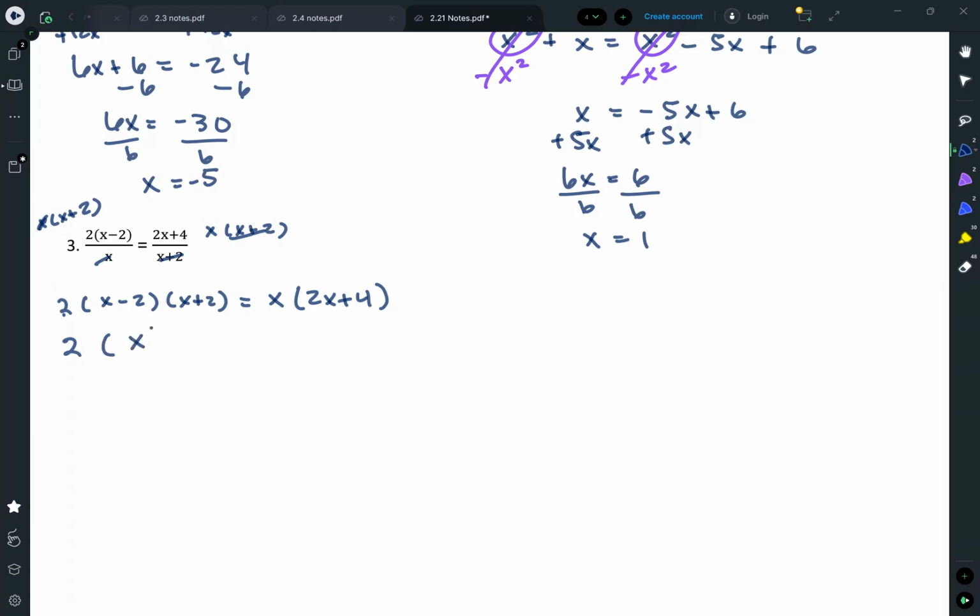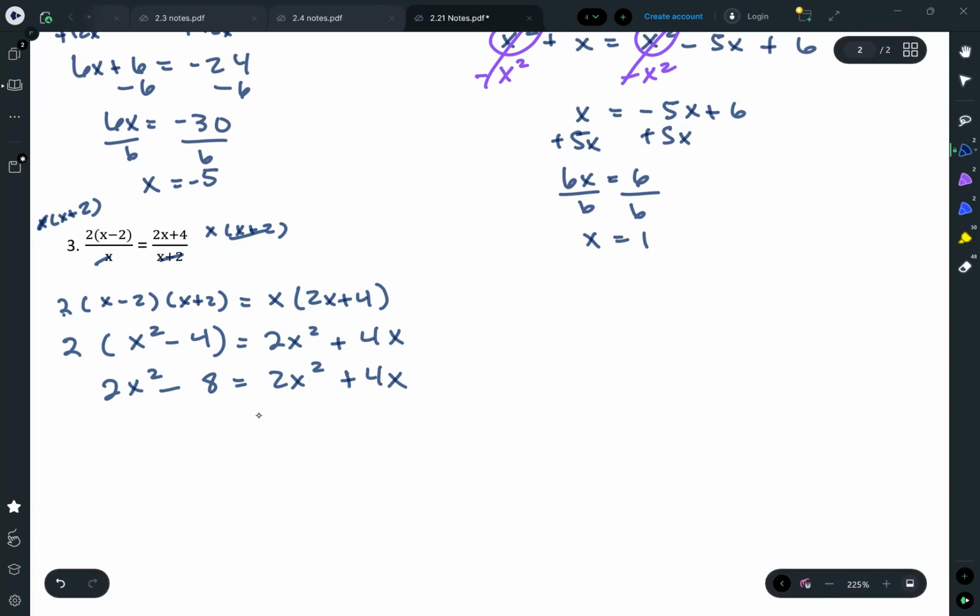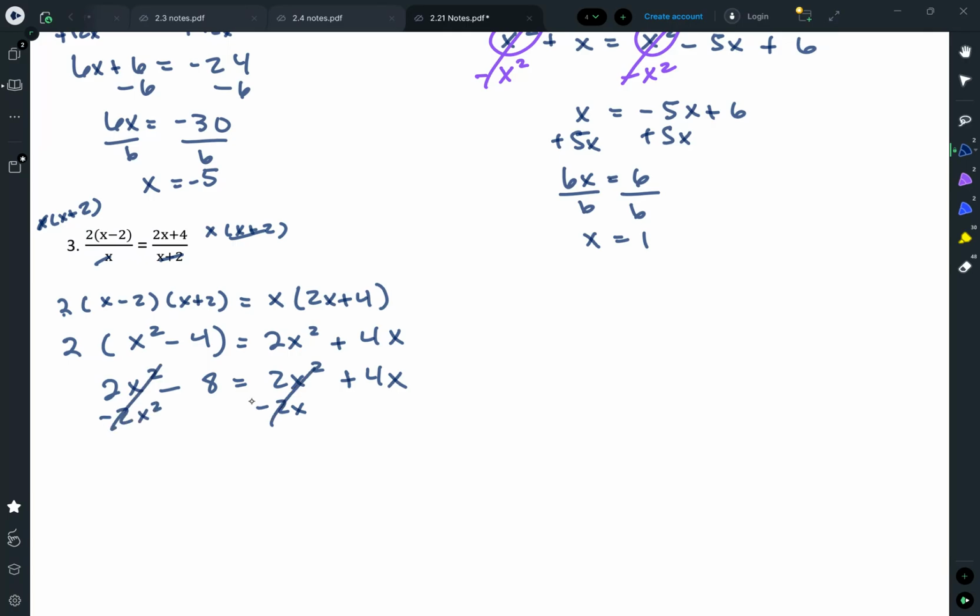That's that difference of squares pattern. It's going to distribute out and make x squared minus 4. On the other side, I have 2x squared plus 4x. So let's distribute our 2 now. And then I am seeing that both sides, it's kind of like the last one, right, where both sides have a 2x squared. So I'm going to subtract 2x squared on both sides. And now I no longer have a quadratic. I have negative 8 is equal to 4x. Divide by 4. Negative 2 is equal to x.